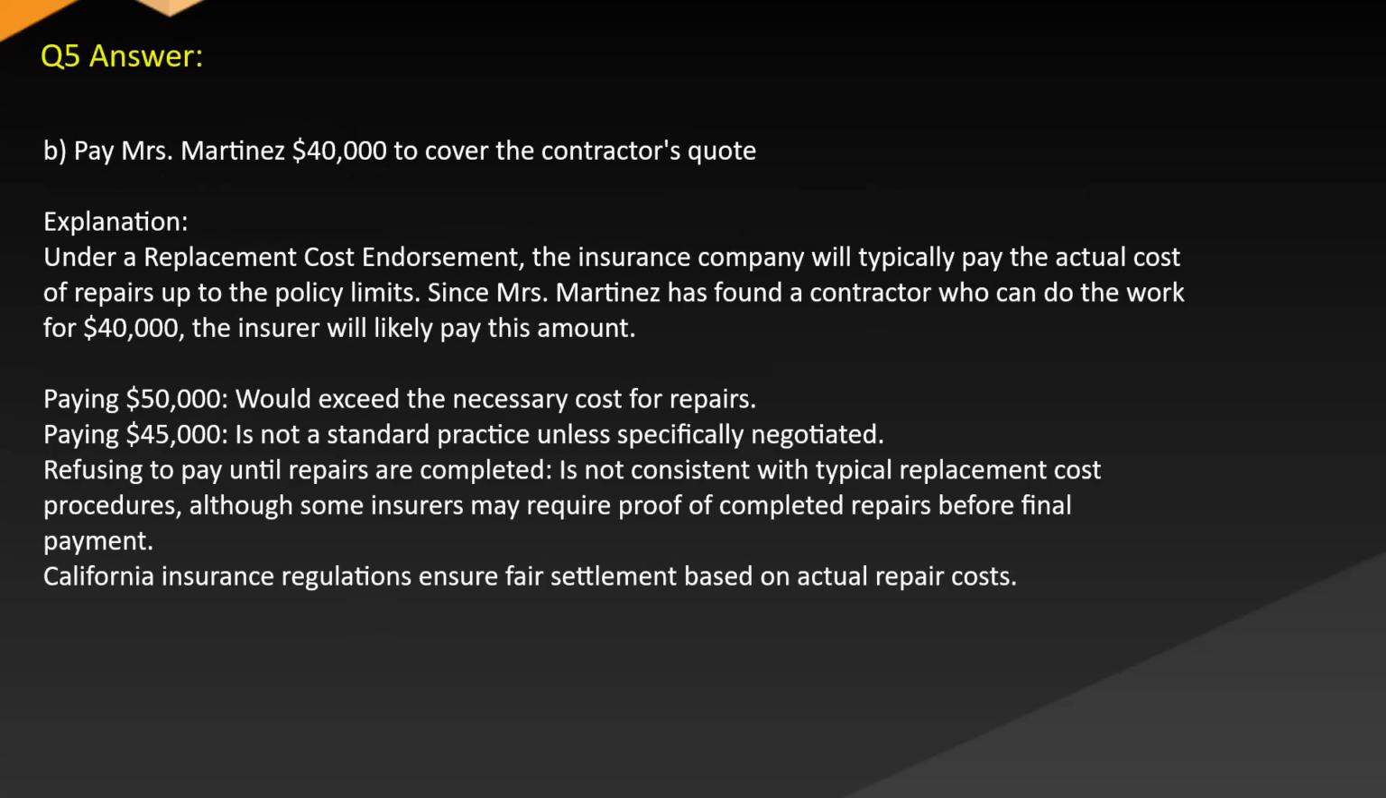Answer: B. Pay Mrs. Martinez $40,000 to cover the contractor's quote. Explanation: under a replacement cost endorsement, the insurance company will typically pay the actual cost of repairs up to the policy limits. Since Mrs. Martinez has found a contractor who can do the work for $40,000, the insurer will likely pay this amount. Paying $50,000 would exceed the necessary cost for repairs.